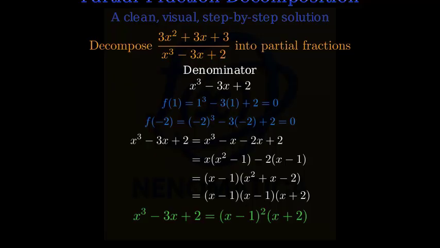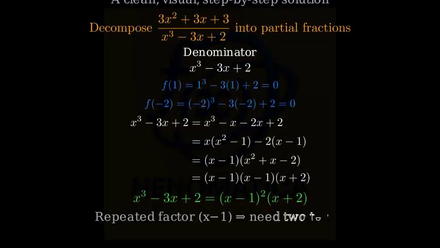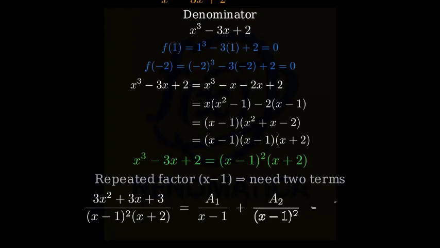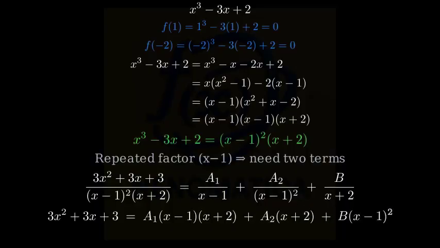Step 2. Set up the partial fractions form using the factors. Because x minus 1 is a repeated factor of multiplicity 2, we include two terms, a1 over x minus 1 and a2 over x minus 1 squared. And we include one term for x plus 2. Step 3. Multiply both sides by the denominator to clear fractions. Then we will solve for the constants by substituting helpful x values.